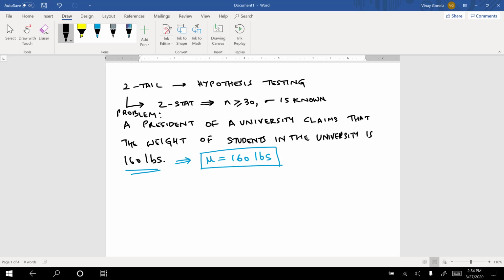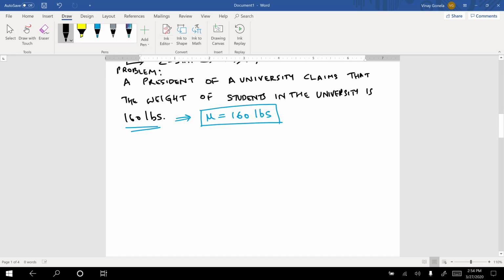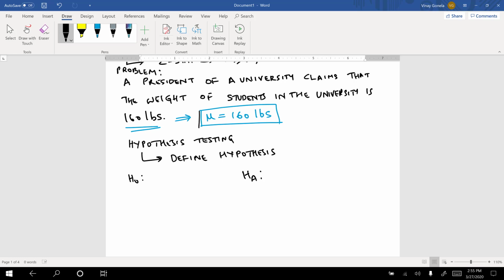So the first step of hypothesis testing is to define your hypothesis. Here I discussed the null hypothesis and the alternative. A null hypothesis, whatever the claim is that is made, that is the old theory or old phenomenon.